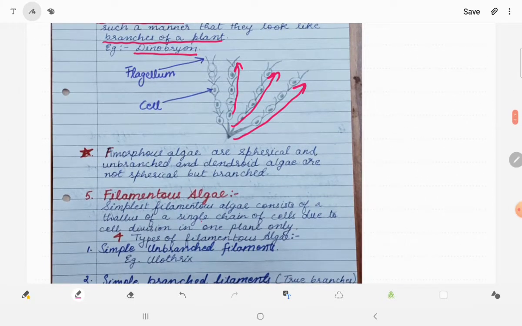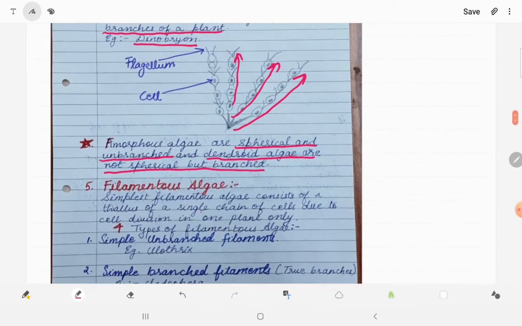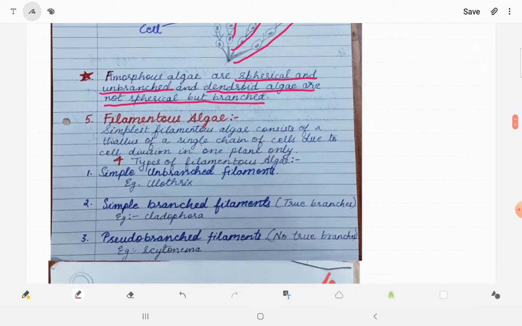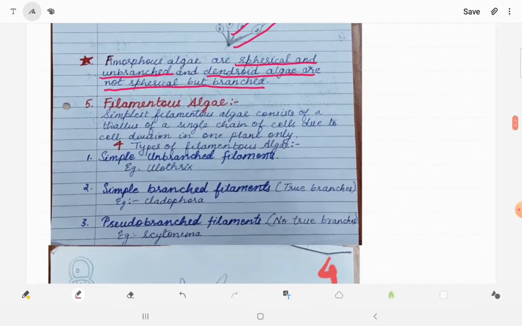This point is to be noted that amorphous algae are spherical and unbranched, and dendroid algae are not spherical but branched. Amorphous algae are unbranched and dendroid algae are branched. This is the difference, and this point is to be noted.